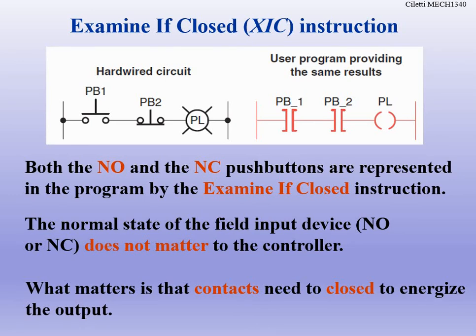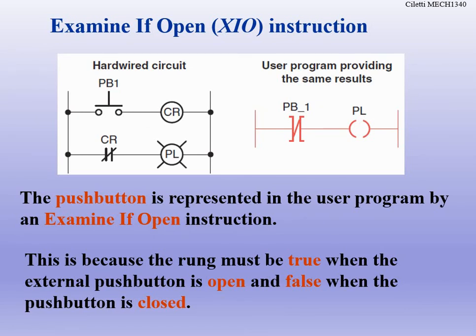The normal state of the input device doesn't necessarily matter to the controller. It's just inspecting what's true and what's false. So the contactors need to open or close for it to interpret what's going on. If we use the examine if open, the push button is represented by the user program here. Notice the push button in the field is normally open. That's what hardwired means, that's how it exists in the field. Versus if we use a normally closed contactor, we're going to use the examine if open instruction here. Why? Because in the ladder logic on the right hand side we have a normally closed contactor, even though in the field the push button is wired normally open.